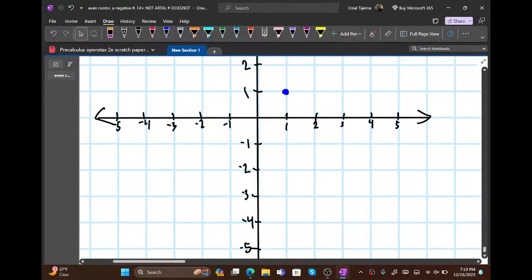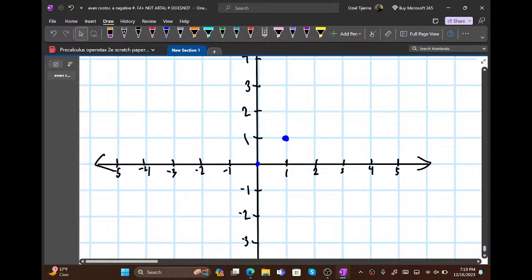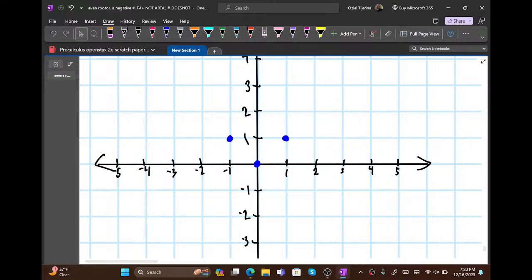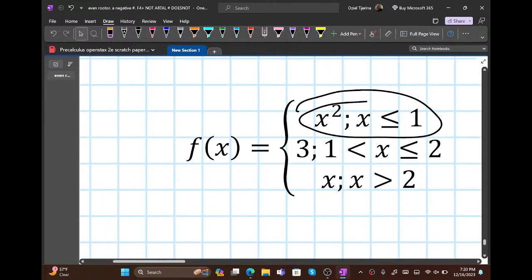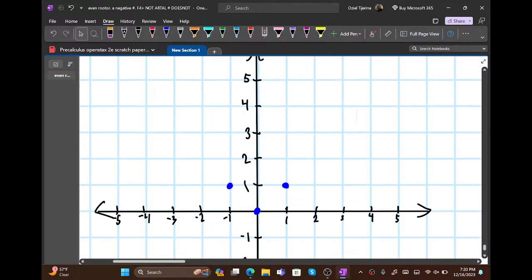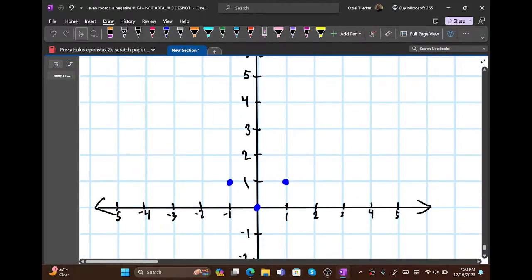Okay, yeah. At 0 squared, it's 0. At -1 squared, it's 1. At -2 squared, it's 4. So what this means, guys, again, is that we're going to the left of 1 for this first part of x squared. It's for all the numbers that are less than or equal to 1.